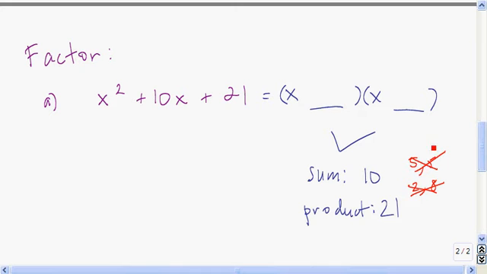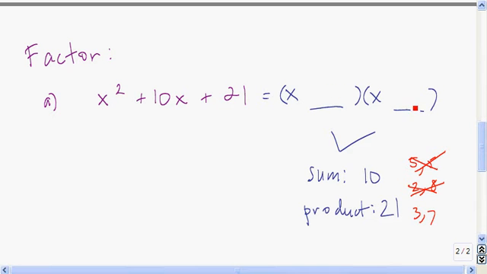So we try again. After you get enough practice, you don't have to try too many times. Let's see, 3 and 7. These two numbers have a sum of 10, and they also have a product of 21. So these are the two numbers.